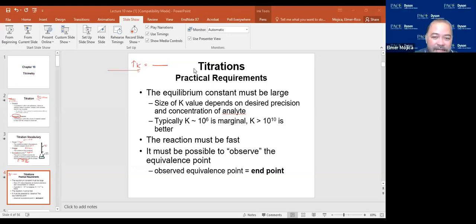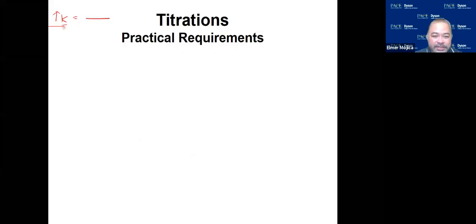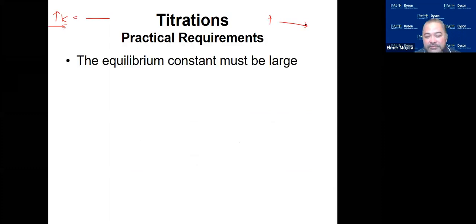Okay. So the K value tells us the ratio of the products over the reactants. So if you have a high K value, that means you have more products. In that case, you want your K value to be large, so that means the reaction is a one-direction reaction. So when you have a high K, it favors the forward reaction. You want the reaction to be one direction. You don't want it in equilibrium.